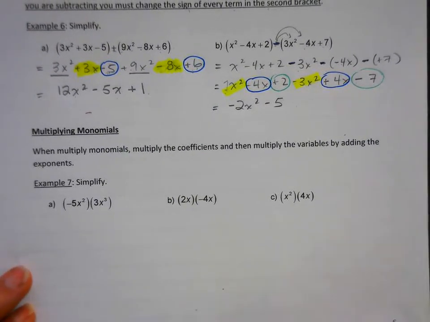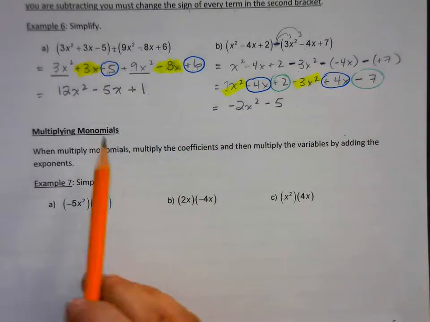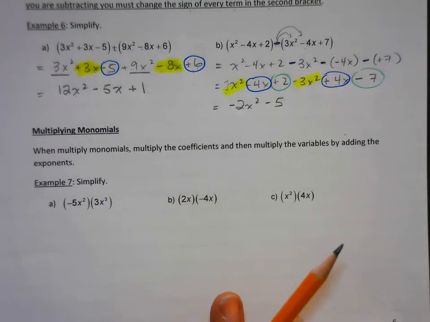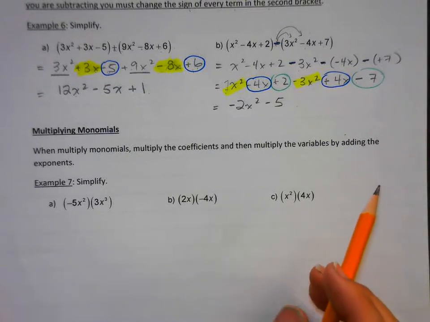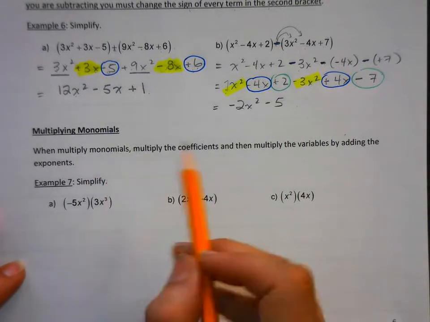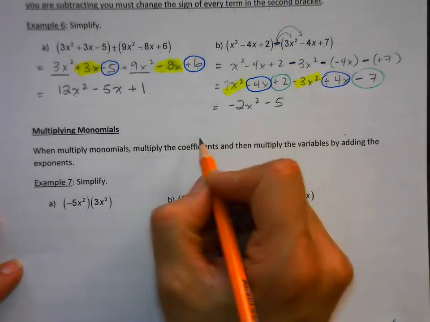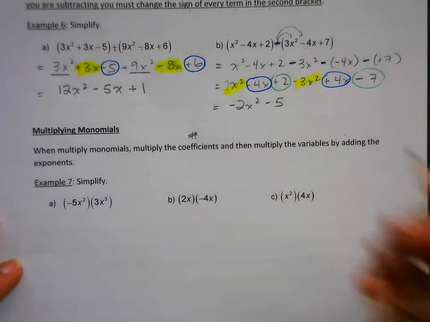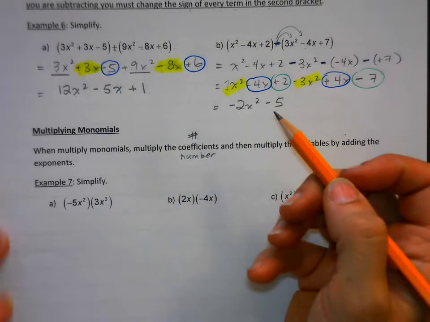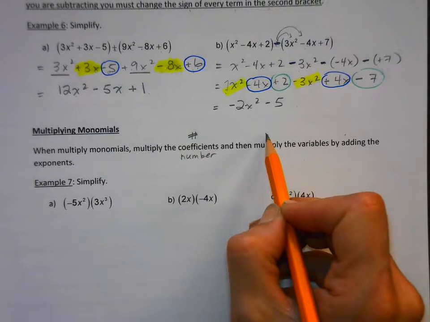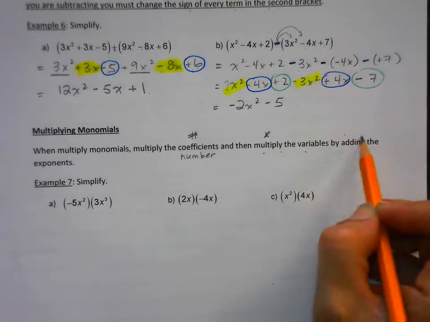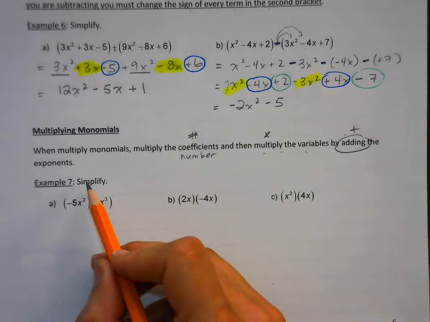All right, now multiplying monomials. So this is where we don't really have to worry about like terms, but we do have to worry about our exponents. So in multiplying monomials, you multiply the coefficients. Coefficients is a fancy word for a number. So I always say I do the math with the numbers in front. And then when I multiply the variables, I need to add the exponents.